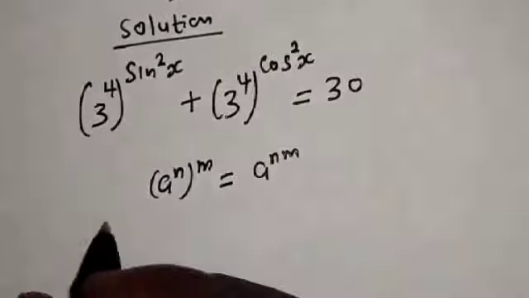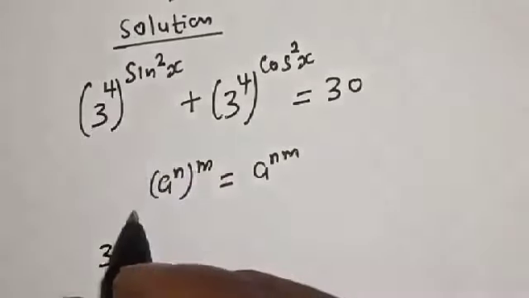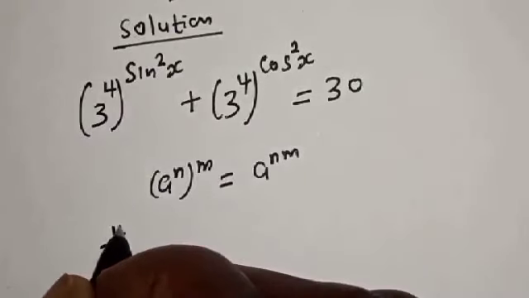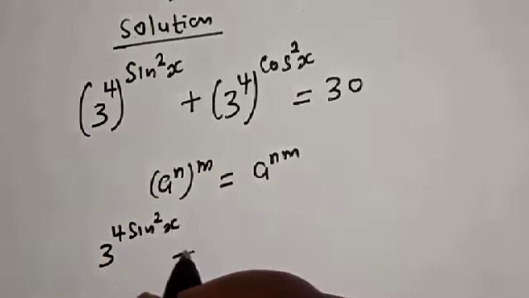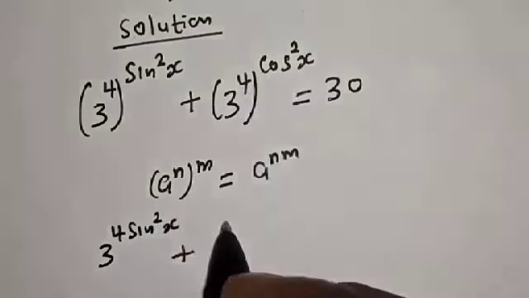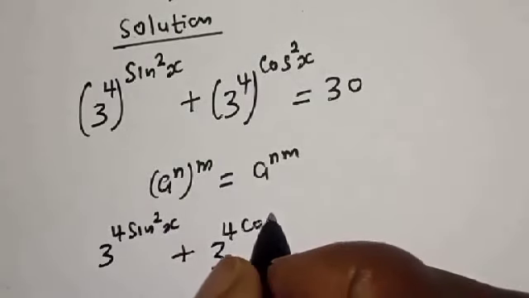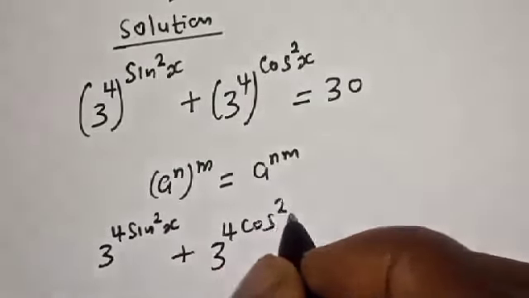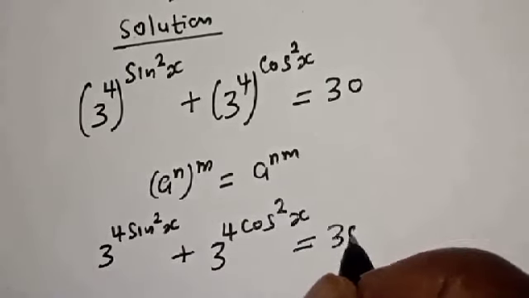Then this becomes 3 raised to power 4 times sine square x, that is 4 sine square x, plus 3 raised to power 4 times cos square x, that is 3 raised to power 4 cos square x, is equal to 30.